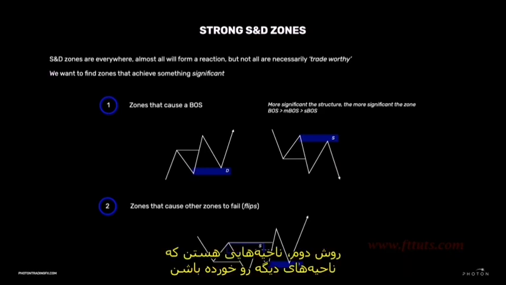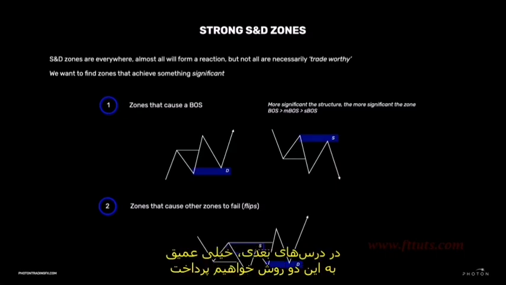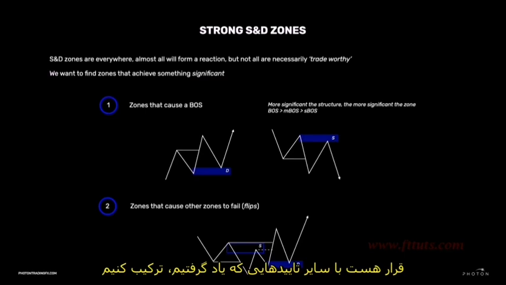The second method is by looking at zones that cause other strong zones to fail, and we call these flips. Now, when you combine both flip zones and structure break zones, this can give you very, very high probability zones to build trade ideas around. So over the course of the next few lessons, we are going to look at both of these two core methods in depth, and we're going to combine them with all of the other confluences that we have looked at so far, such as market structure and premium and discount.